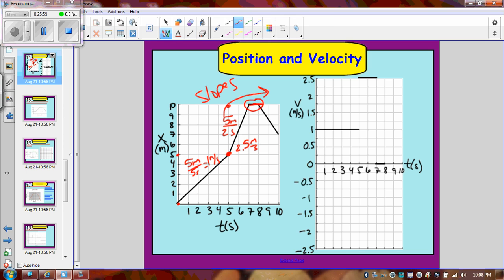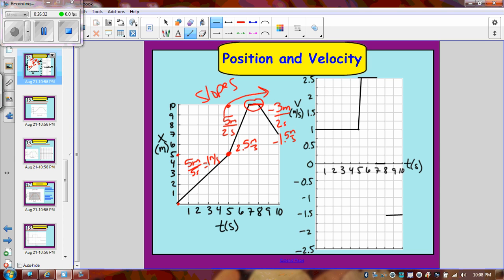Finally, let's look at the last part of motion. Notice that it's negative, so I know I'm going to be down here somewhere. I notice that the object goes from 10 meters down to 7. So it looks like the change in position is negative 3 meters. And the amount of time that happens is in 2 seconds. So the velocity is negative 1.5 meters per second. And so I'm going to draw a line for the last 2 seconds down here at the negative 1.5 meter per second mark.